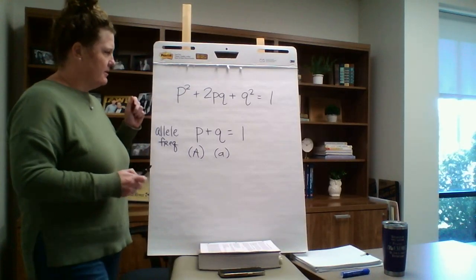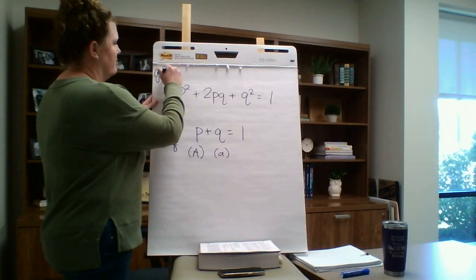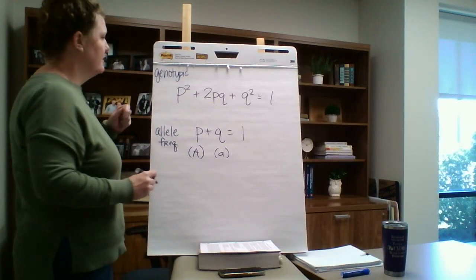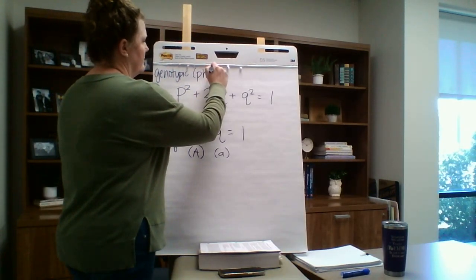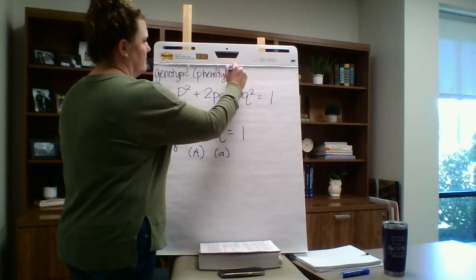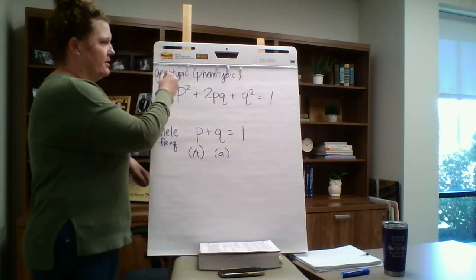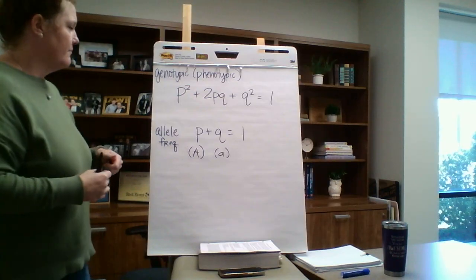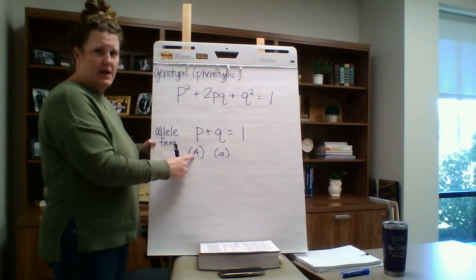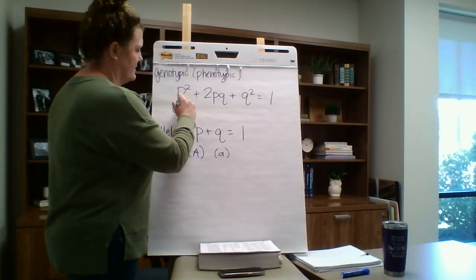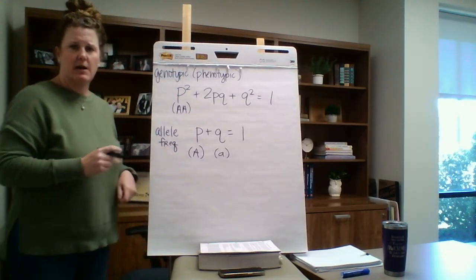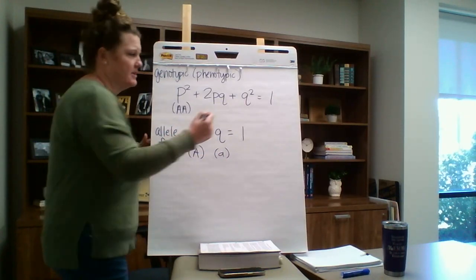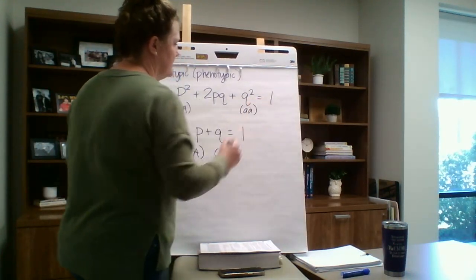Now, the other equation is going to represent genotypes. It's going to be a genotypic frequency. It's also going to be your phenotypic, because remember that your genotype determines your phenotype. The genotype are your letter combinations, and the phenotype is what you see. So if p is big A, then p squared represents a homozygous dominant genotype. And then if q is little a, then q squared is going to represent a homozygous recessive genotype.